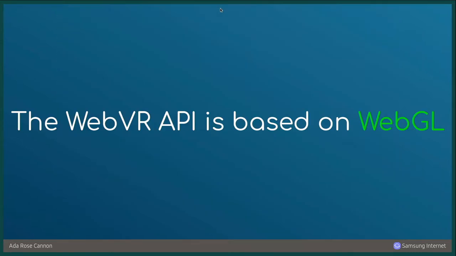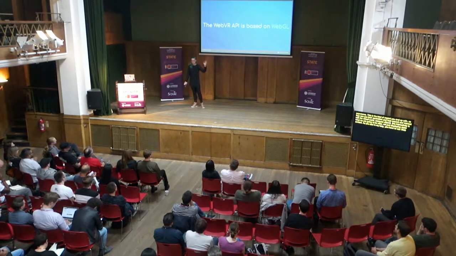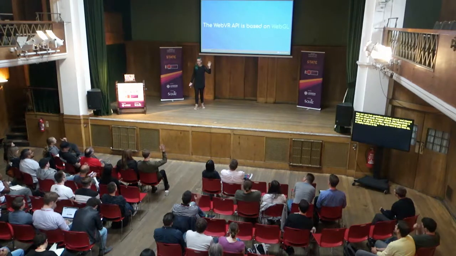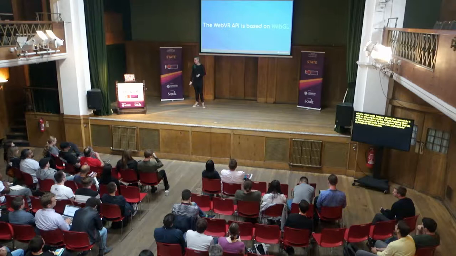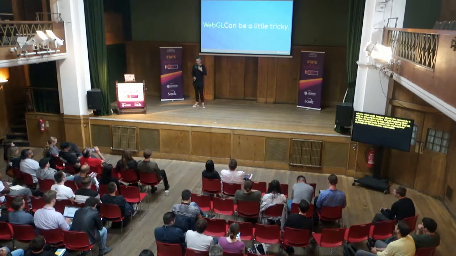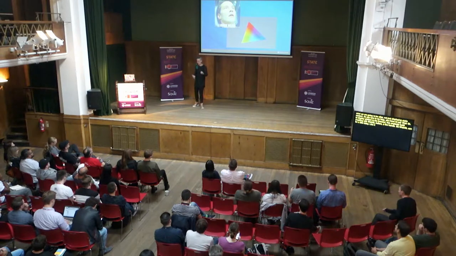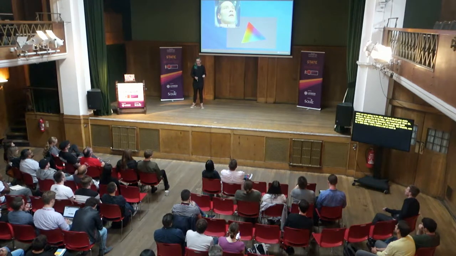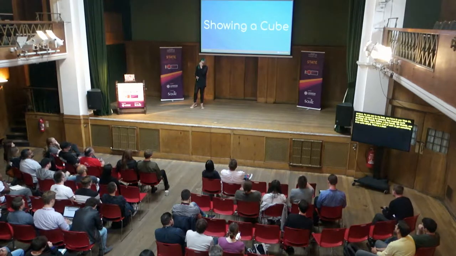So as you saw in my loop, you have to use WebGL to display content to the browser. Has anyone here built anything with WebGL before? A few hands. So WebGL can be a little tricky. It takes a lot of work to get something even quite simple. So here's a short code example of how to render a cube.